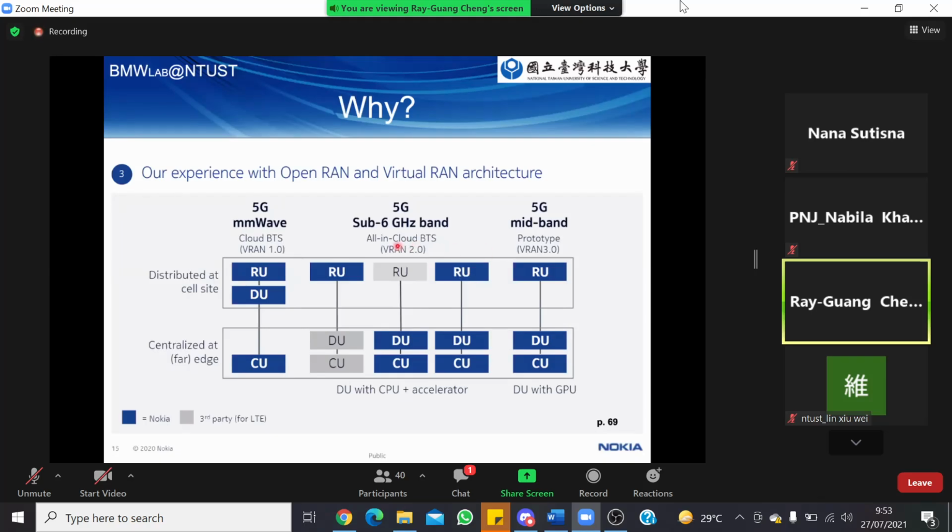Then you can have a different option. You can have the CU and DU put together, and the RU put in the remote.